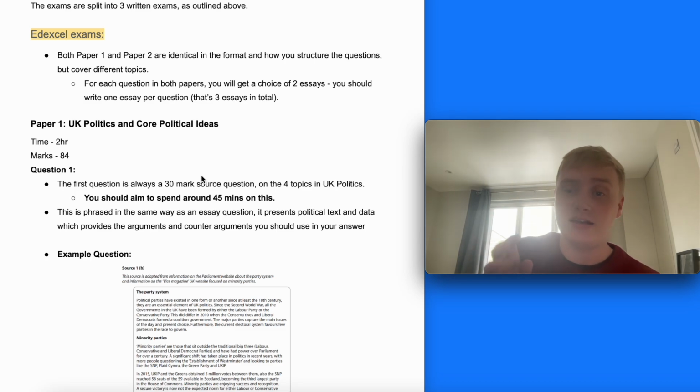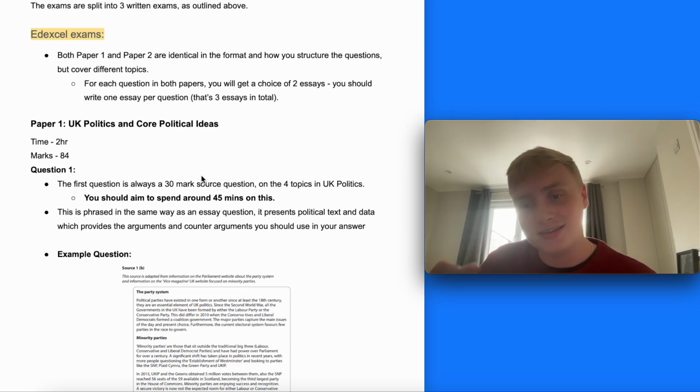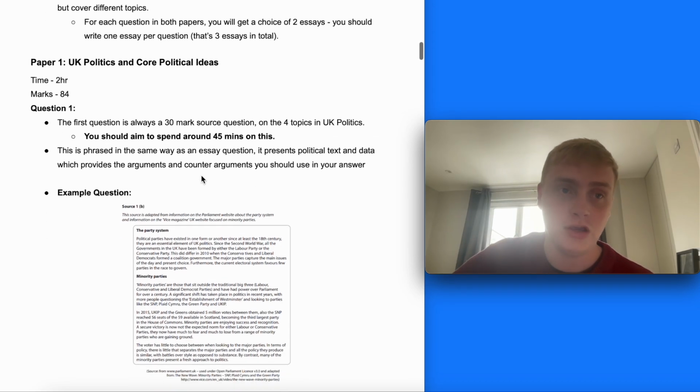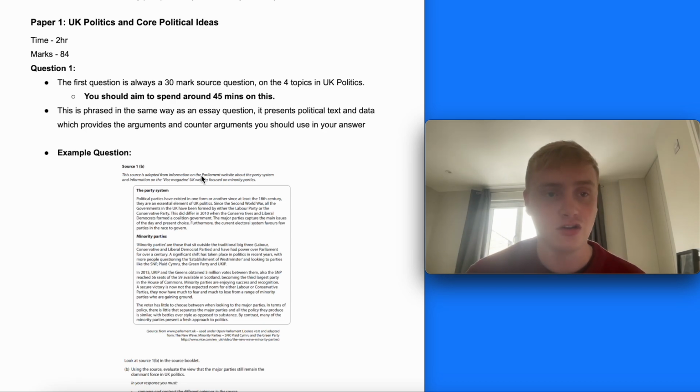What you have is, first, a source question and you get a choice of 2 questions. Then you have an essay question, and you get a choice of 2 essay questions. And then exactly the same with an ideologies question, you get a choice of ideologies questions. So paper 1 covers UK politics and core political ideologies.